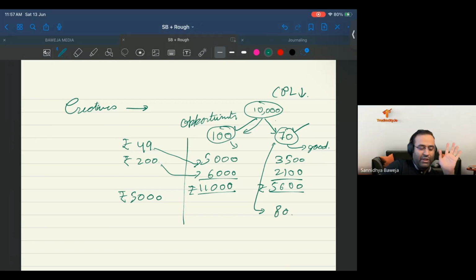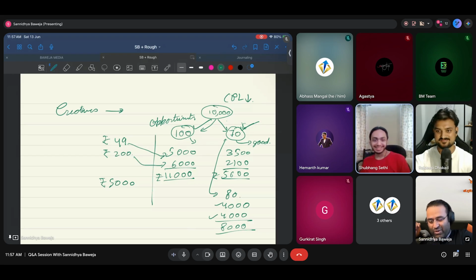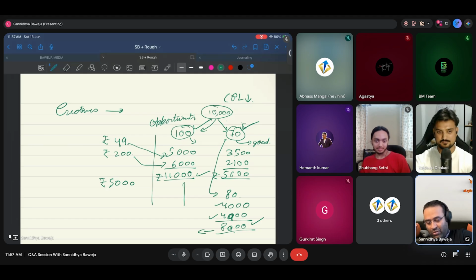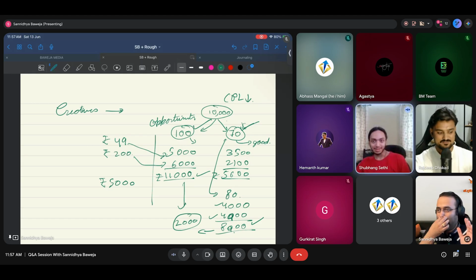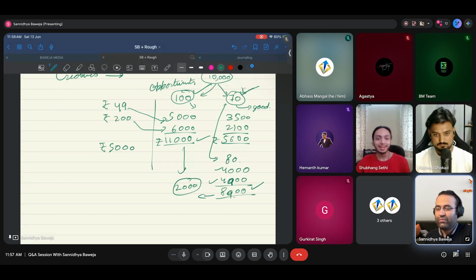I assumed 80, so just ignore the earlier one. Then this becomes 31, again 4,000 something, 4,100 something. So this becomes 8,000. Shubhang, is the calculation correct? This should be around 4,900 actually. So over here, how much is the difference? It's practically 11,000 minus 8,000, you're doing, no? 8,900. Yeah.